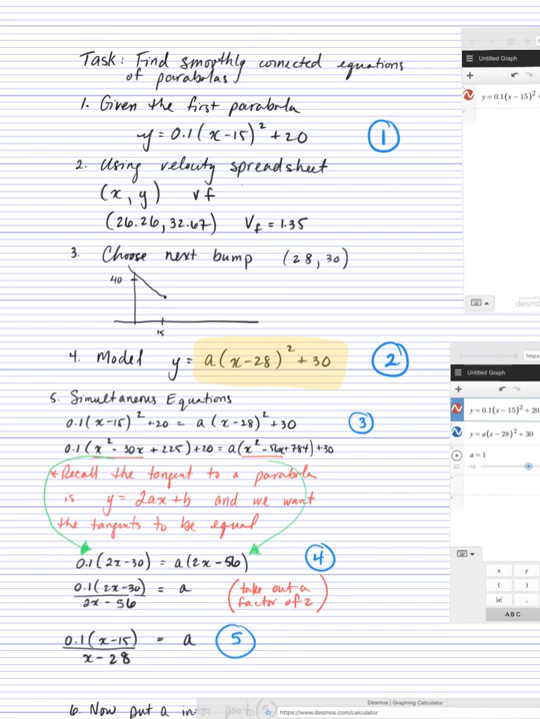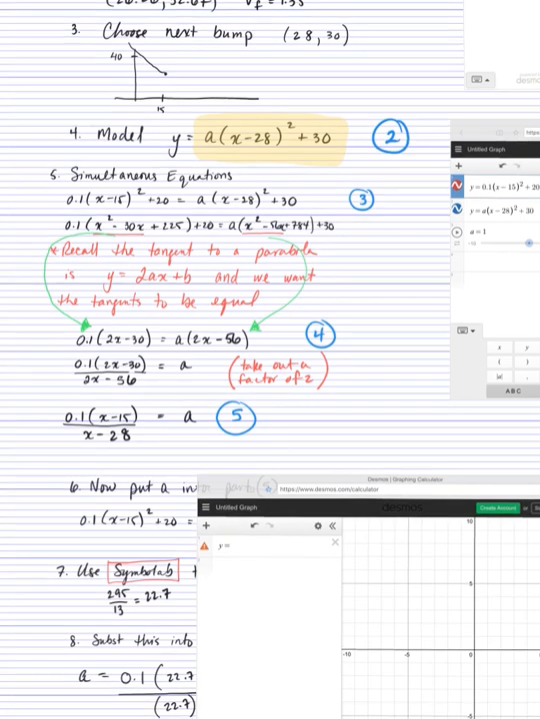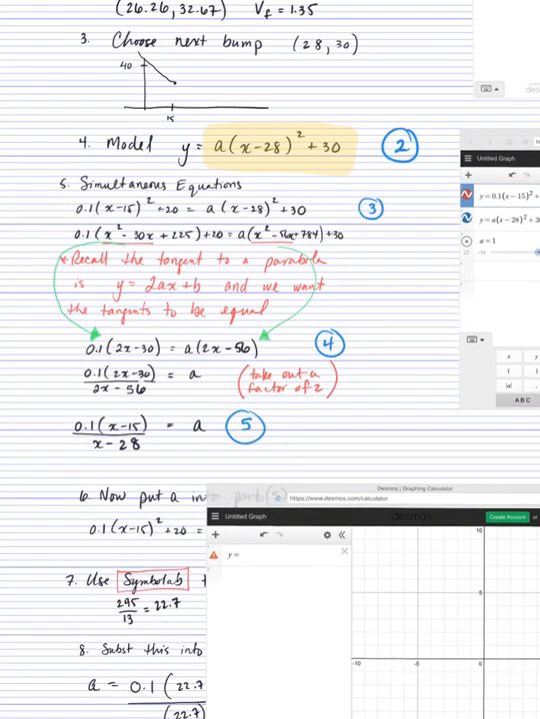Okay, so the next step in this process, you've got two equations, which most of you should be thinking to yourself, right, simultaneous equations, and if that's what you're thinking, you are correct. So I'm going to set these two things equal to each other, and that's what this line is right here. So I've set my two equations equal to each other.